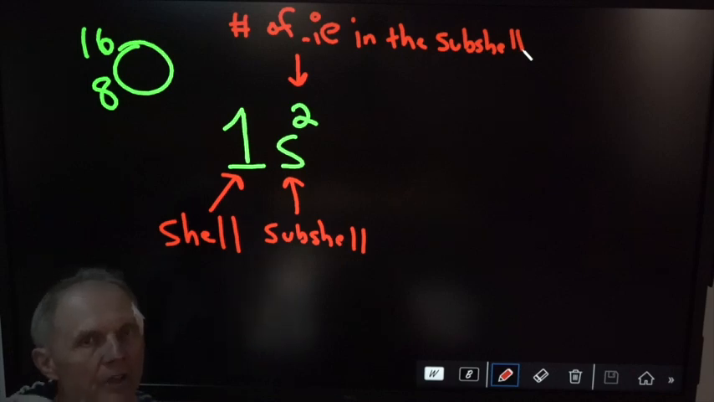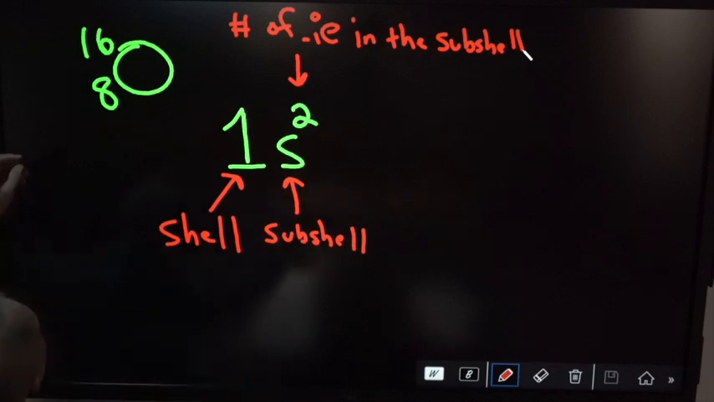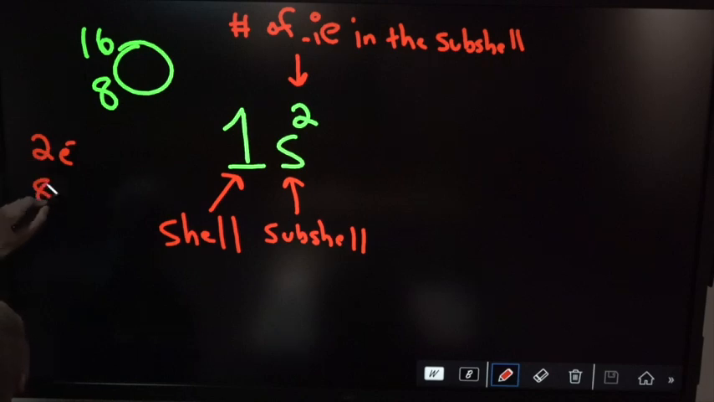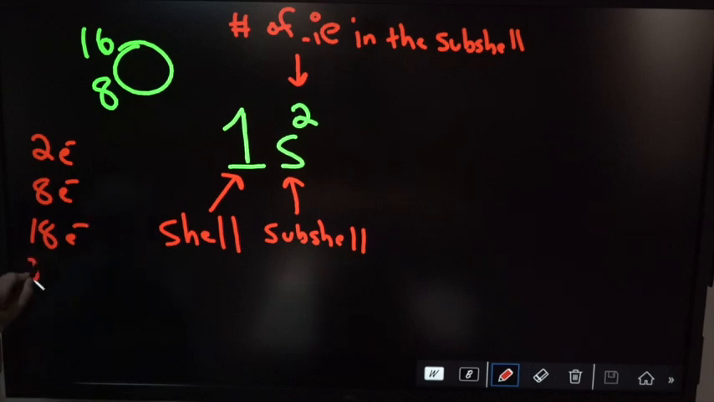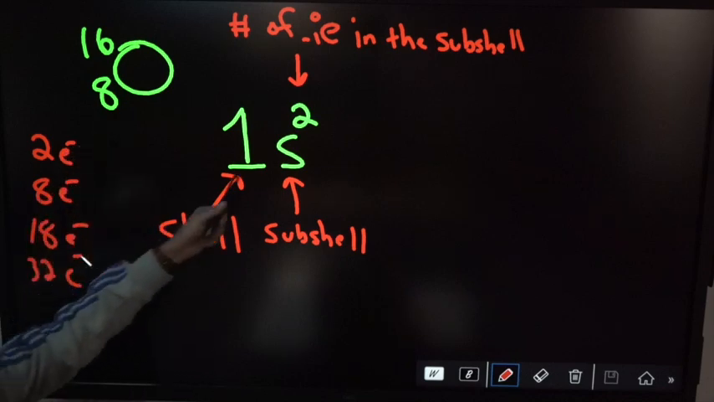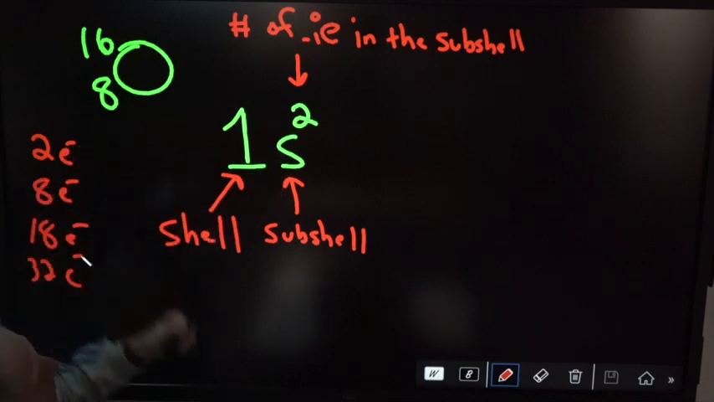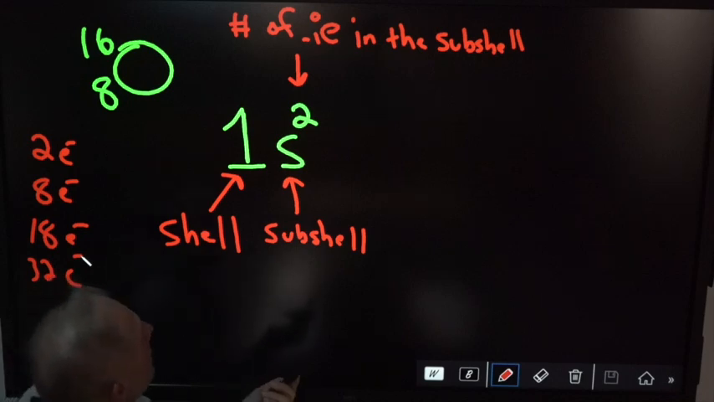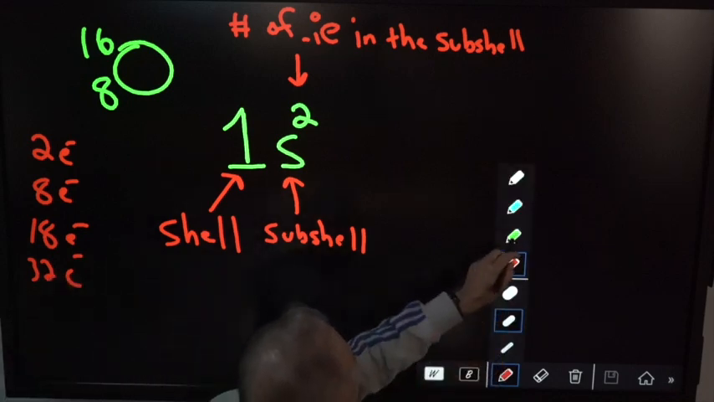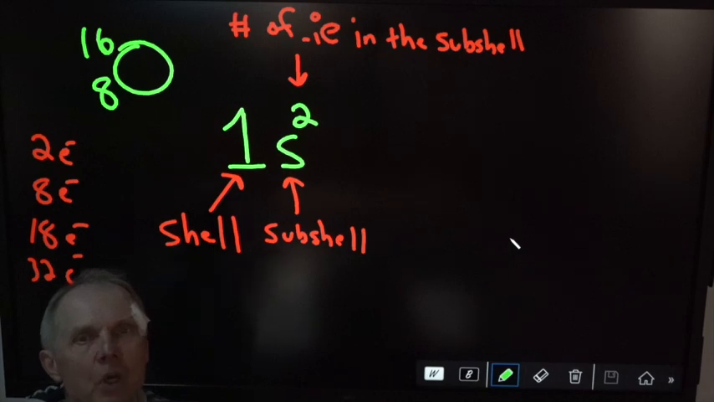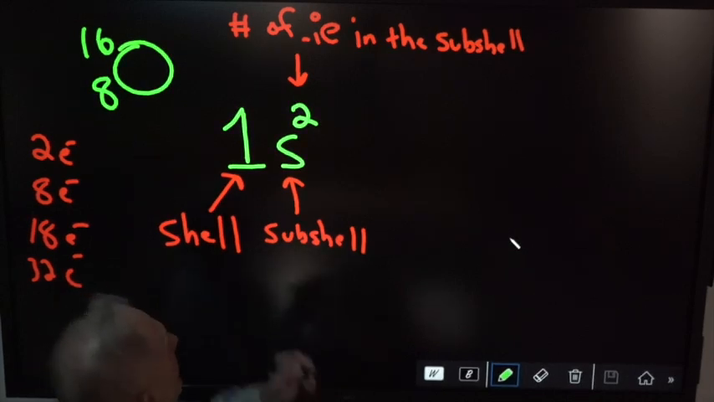And we know, because you memorized, the first shell can hold 2 electrons, the second shell can hold 8 electrons, the third shell can hold 18 electrons, and the fourth shell can hold 32 electrons. So I've got 8 electrons to use, and I've already used up 2 of them, so the first shell is gone. So where do I go now? Well, if the first shell is gone, I have to go to the second shell. So I'm going to put a 2.